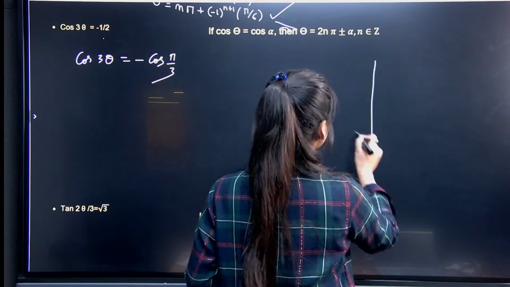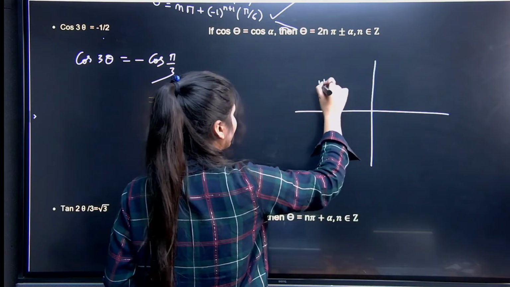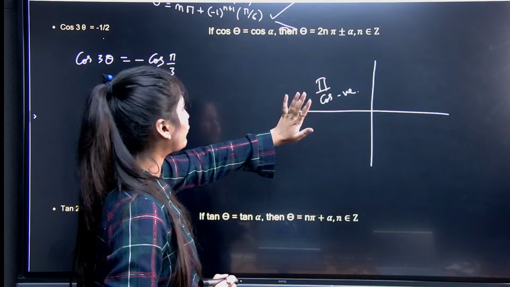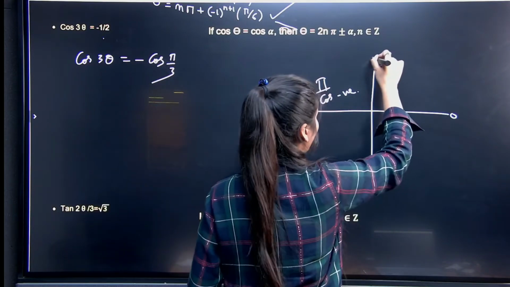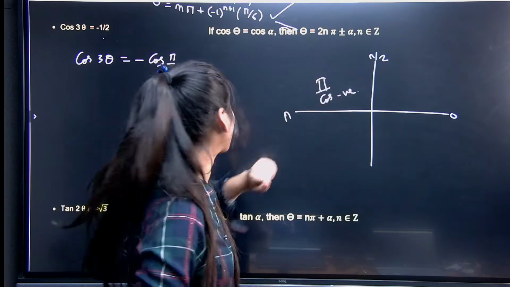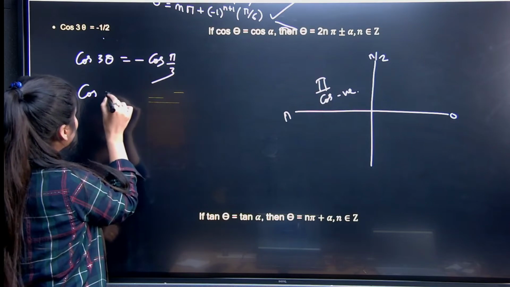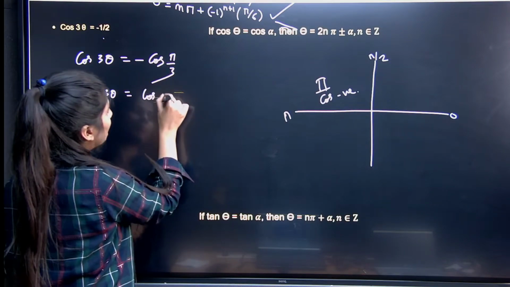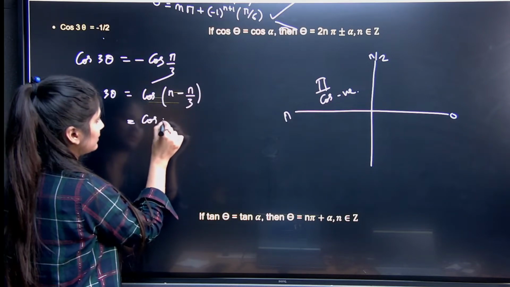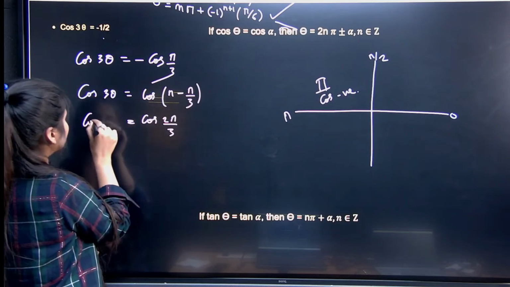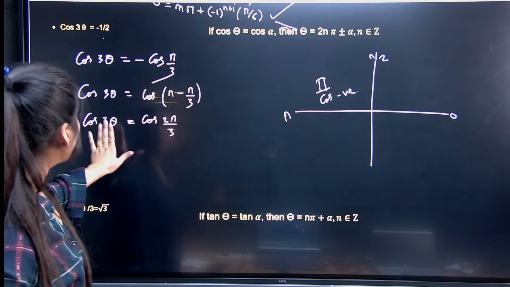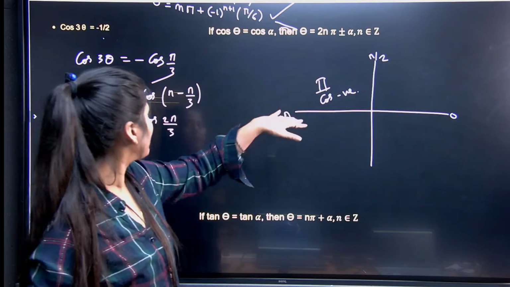How we can apply it? We know that in second quadrant cos is negative, isn't it? And for second quadrant what we can write? We know that it is 0, it is pi by 2, and it is pi. So we can write pi minus something for second quadrant. So it is cos 3 theta is equal to cos of pi minus pi by 3, which is nothing but cos 2 pi by 3. Now this equation is of the form cos theta is equal to cos alpha, where theta is 3 theta and alpha is 2 pi by 3.